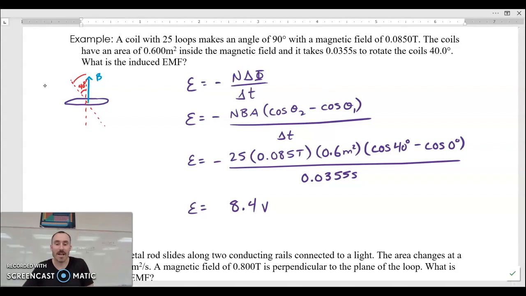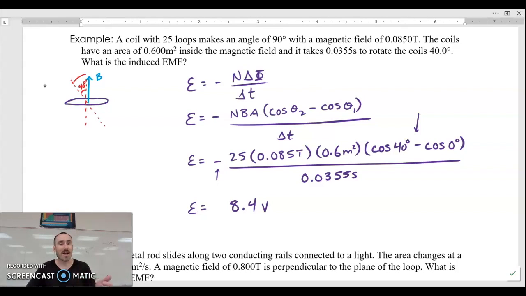Okay, we had a negative sign up at the front, and if you do cosine 40 minus cosine 0 over here, you'll get a negative number. And those two negatives end up canceling each other out, and you get a positive voltage. But for this course, I don't really care if you include that negative or not. The purpose of that negative, we're going to address that when we do Lenz's law.